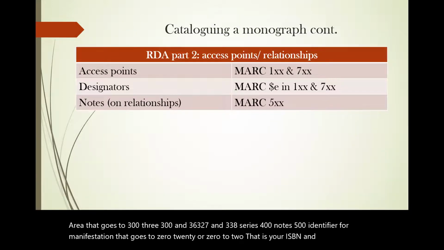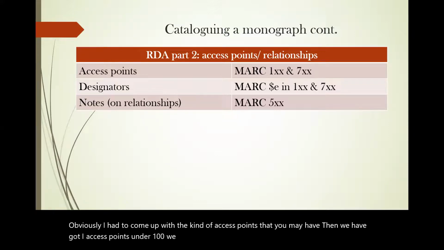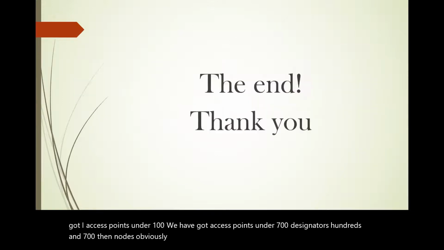Then obviously I had to come up with the kind of access points that you may have. We have access points under 100, and access points under 700, with designators in 100 and 700. Then notes, obviously in 500.